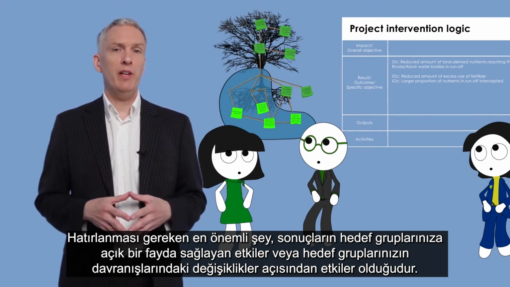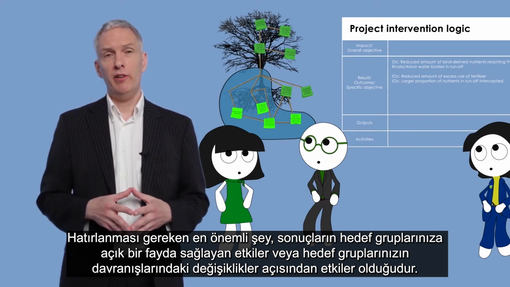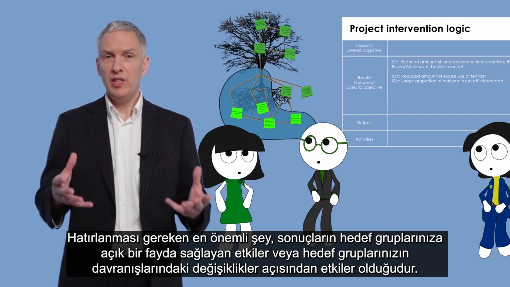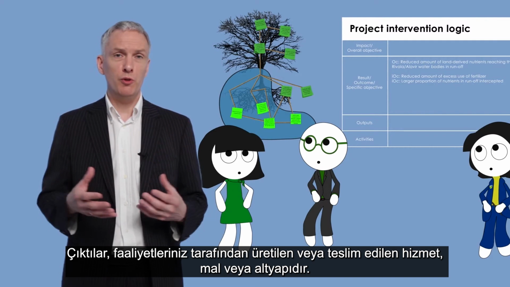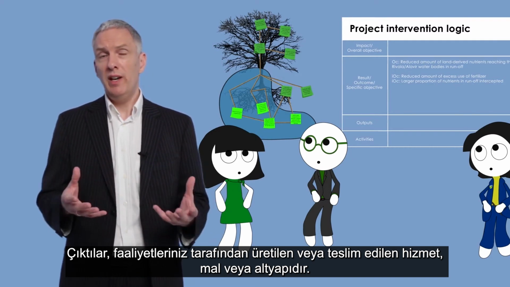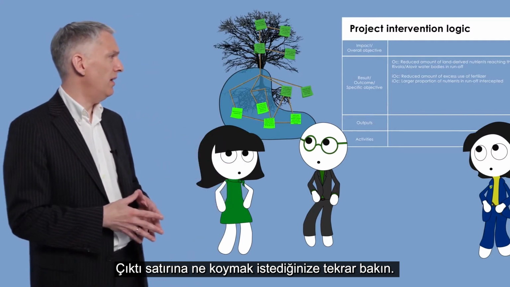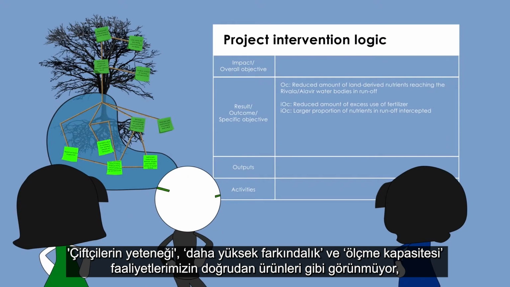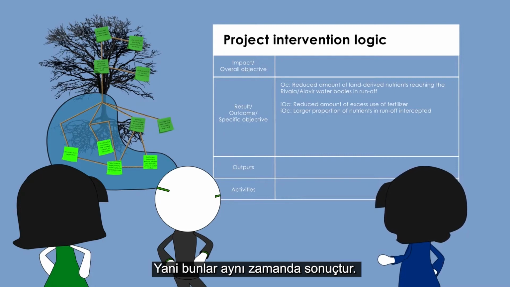The main thing to remember is that results are effects with a clear benefit to your target groups, or effects in terms of changes in behavior of your target groups. Outputs are services or goods or infrastructure produced or delivered by your activities. Look again at what you wanted to put in the output row. Well, the farmer's ability, the higher awareness, and the capacity to measure don't seem to be direct products of our activities, but rather things that have a benefit in themselves. So they are also results.